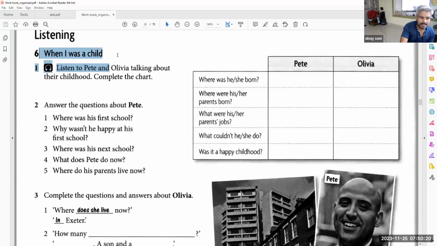When I was a child, when I was a child. Listen to Pete and Olivia talking about their childhood. Okay? And complete the chart. Have you already completed the chart here? What have you written here?